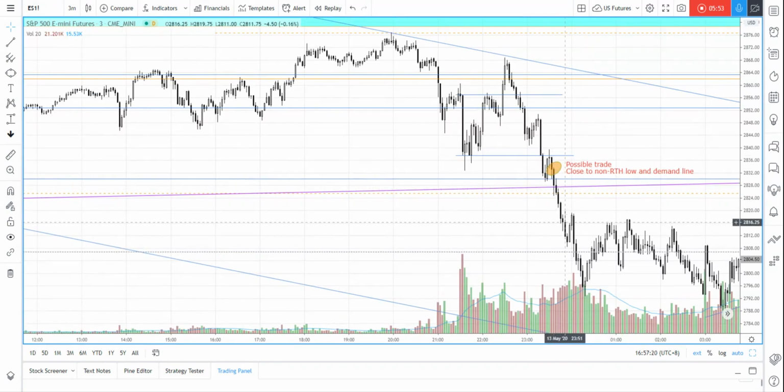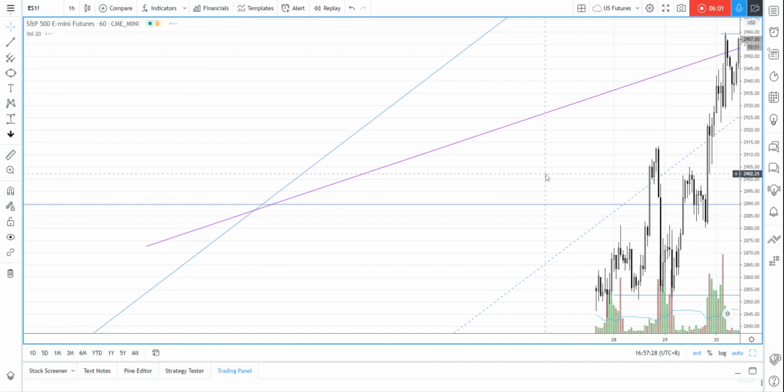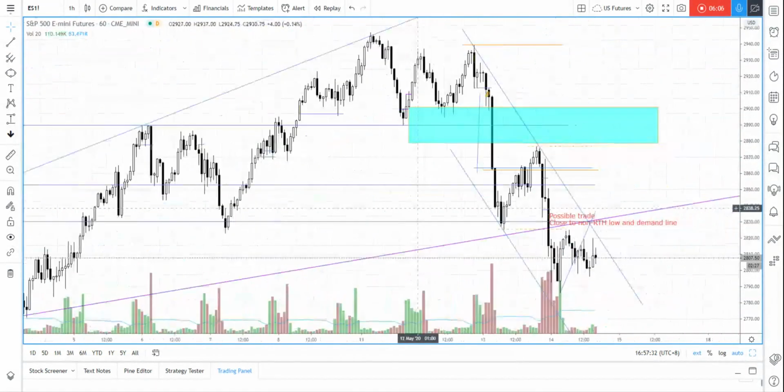a breakdown from this level, because as you can see, yesterday there was excessive supply. I think let me just go back to H1. You can see it better in the H1 time frame.